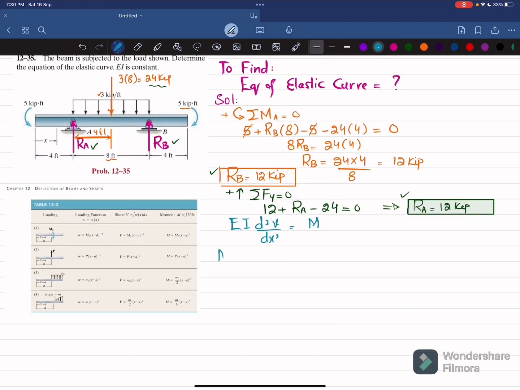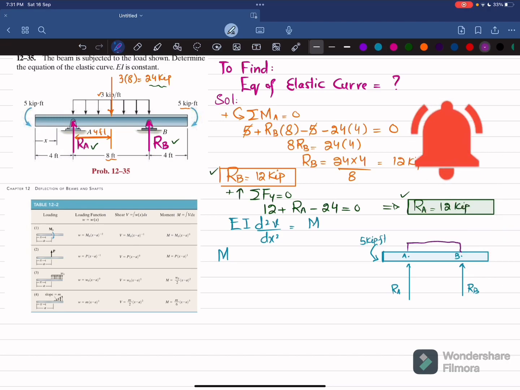So first we will find the moment equation. For that, let me draw this beam over here. You can see at this end we have a moment that is 5 kip-feet. Let this be your point A. Here there is a load Ra that is acting, and Ra is 12. Let this point be your point B, where you have Rb and the uniformly distributed load between A and B. Let this be the uniformly distributed load.